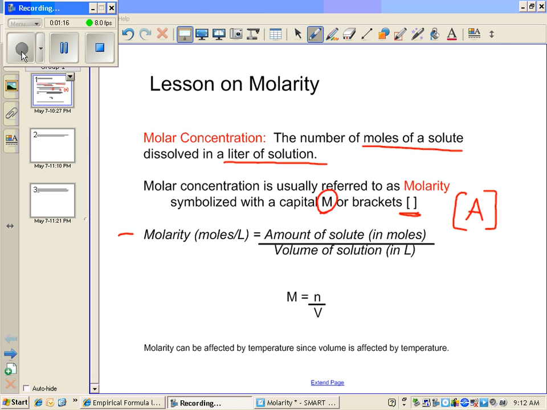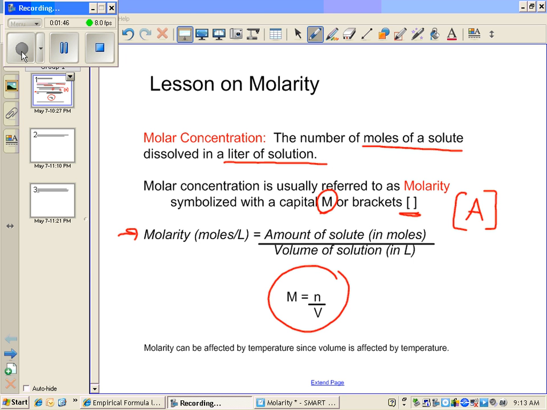So here's the formula in words. Molarity is moles per liter. It's the amount of solute in moles divided by the volume of solution in liters. It is important that you make sure that that's in liters, not in milliliters. A lot of times it'll be measured in milliliters, and then you have to convert it. Here's the formula: capital M stands for molarity, moles per liter. That equals moles of solute over liters of solution.